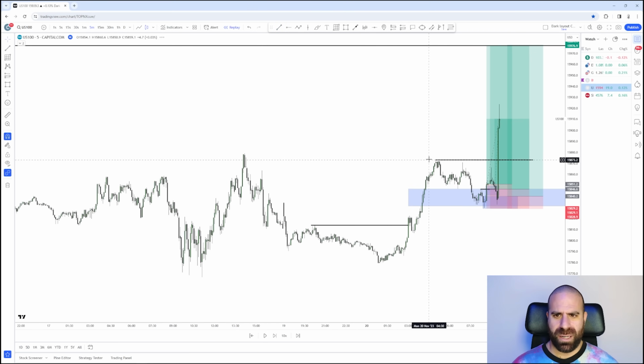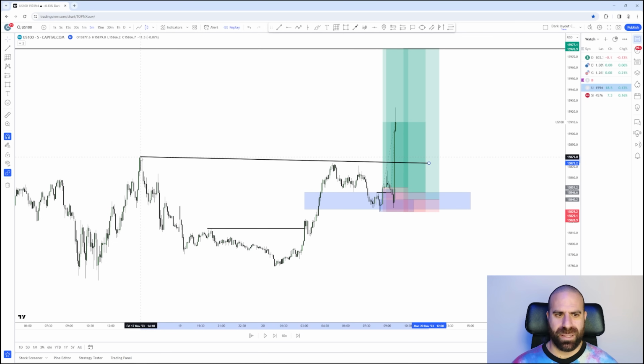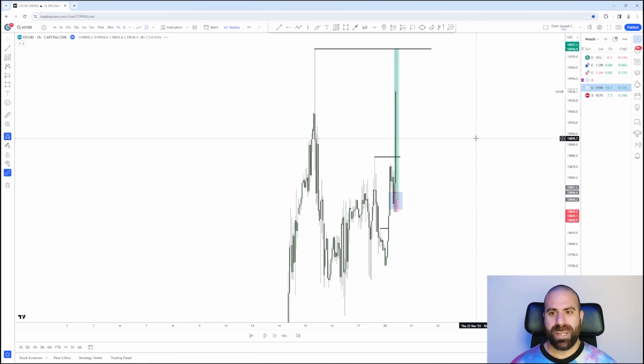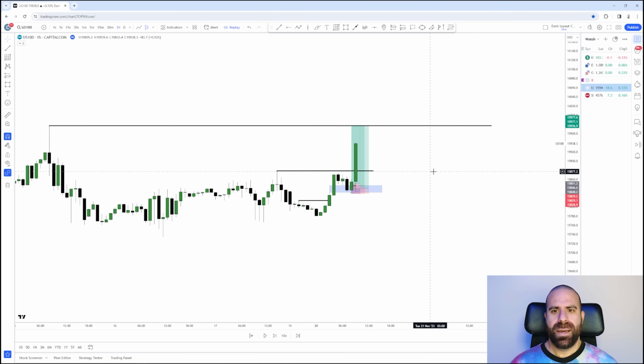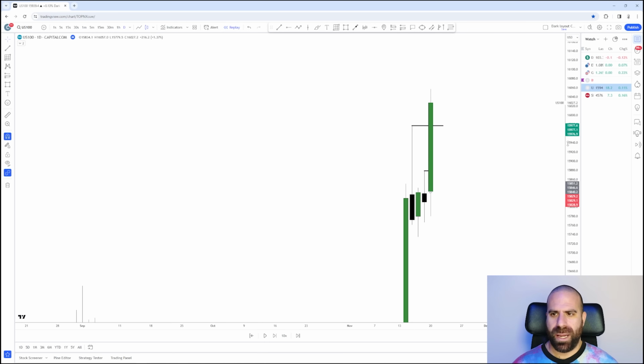Either up here or, let's say, up here in this occasion, because it is very apparent that this will be taken. So you could close your first partials right here. Always, in my opinion, close partials. Then let the rest run all the way up to this daily area, this beautiful area.